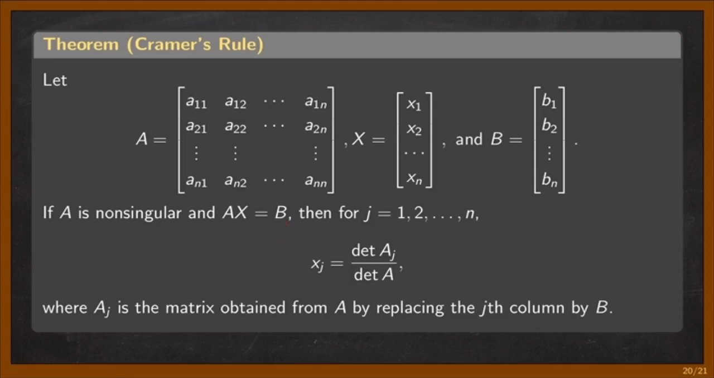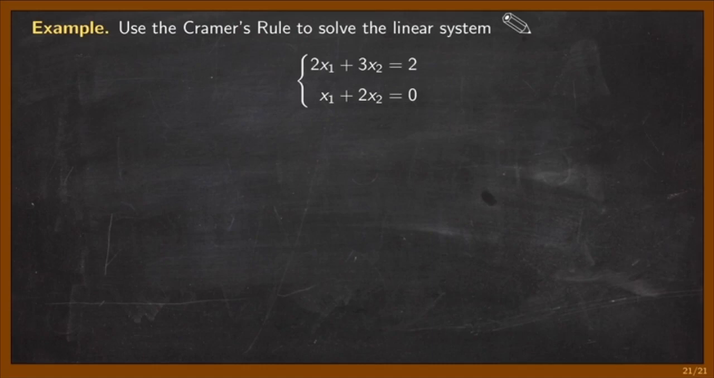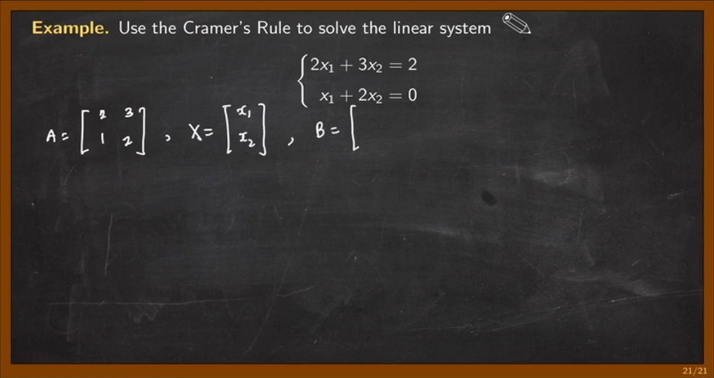Well, to illustrate this, just a quick example. So we wanted to have a small linear system, so we don't want to spoil this video and become very long. So for example, here, you can take A to be the coefficient matrix 2, 3, 1, 2. x be the column vector x1, x2, and b be the column vector 2, 0. Okay, so we're going to use Cramer's rule to solve this linear system.